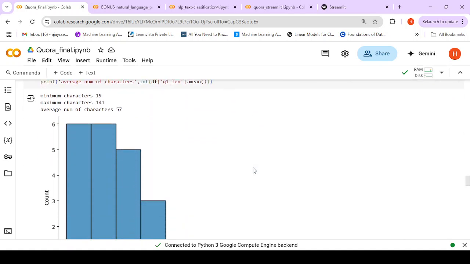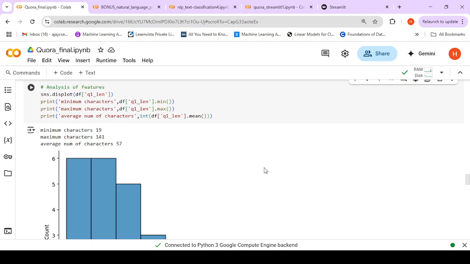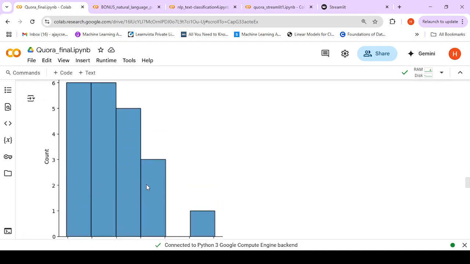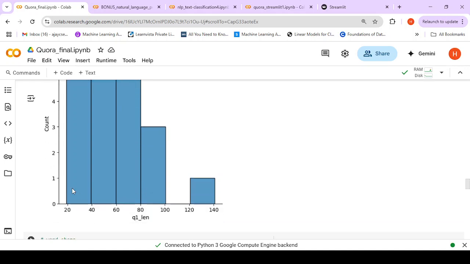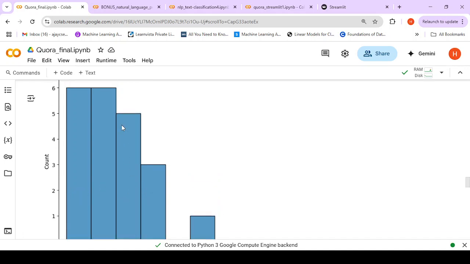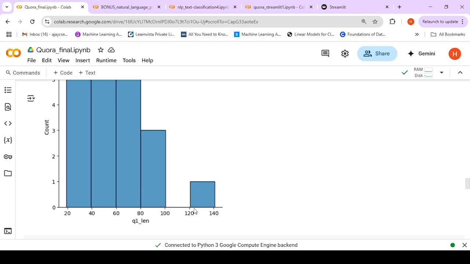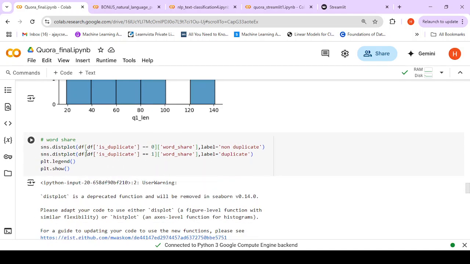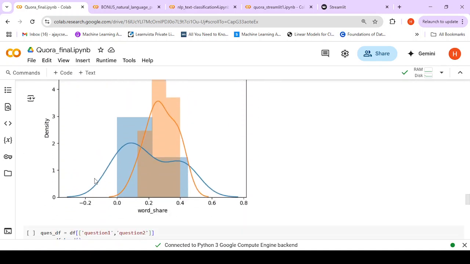So when I plot the distance plot, that is the minimum and the maximum. As we can see, many are lying in the range of 20 to 40, 40 to 60. Then the longer questions are lesser. Similarly, for is duplicate, word share can also be captured.